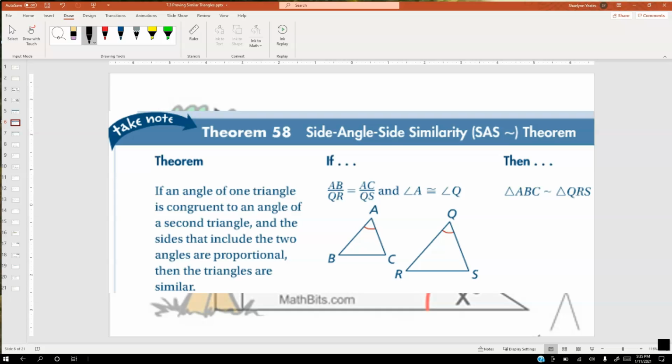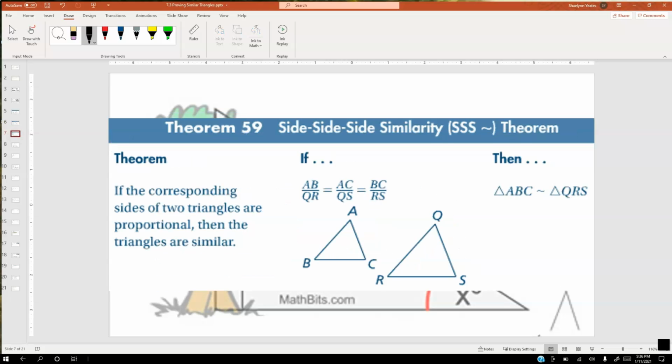We have side angle side similarity. So if you can make a proportion between two sides, so let's say this was 6 and 18, and this was 2 and 6. I should have picked other numbers. Let's go with 3 and 9. There we go. Then I can say, if those sides are proportionate and the angle between them is congruent, then I can say that these triangles are similar. Okay, notice that the similarity statements puts the congruent angles with the congruent angles. Like angle A is congruent to angle Q, so they are in the same spot.